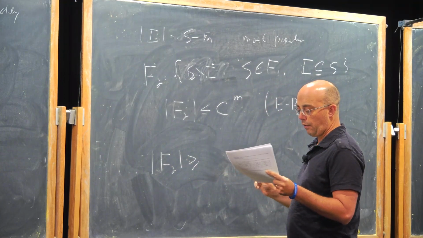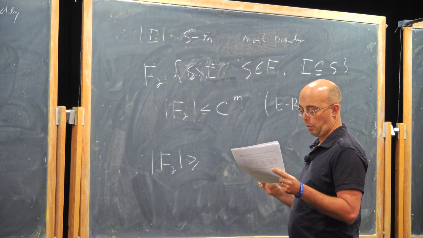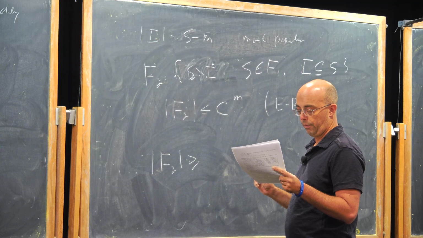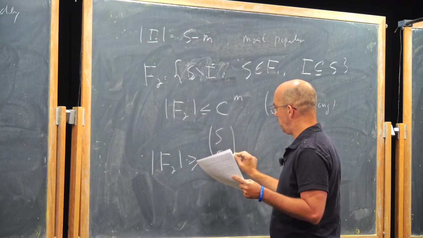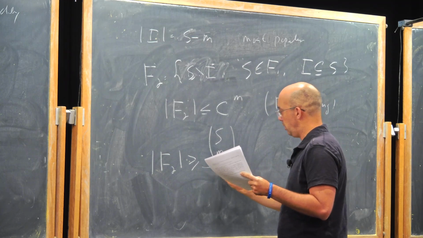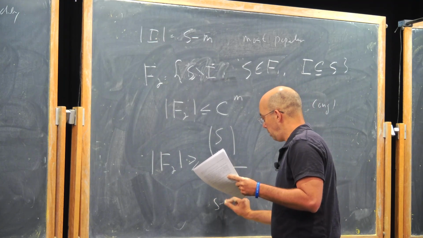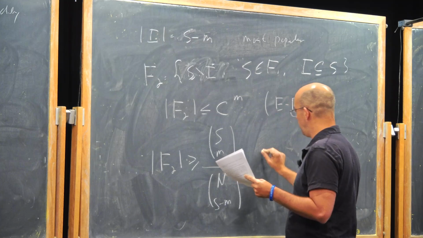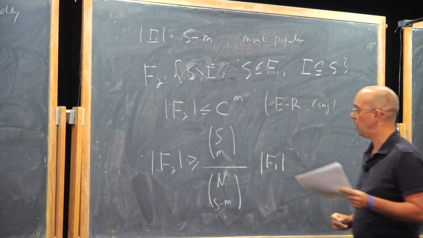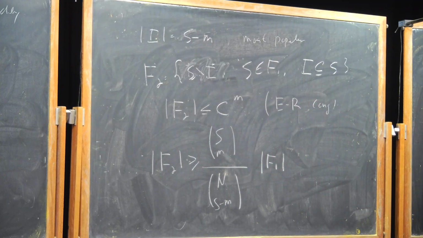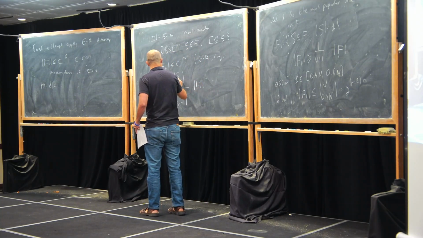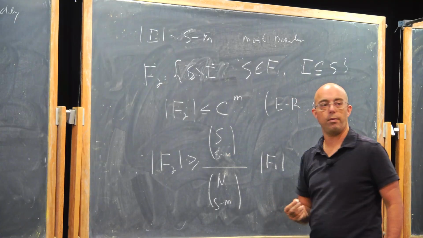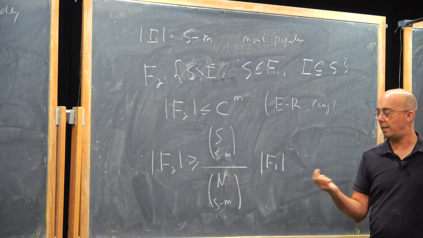So every set, let me think what the easiest way of doing it. Let me just write it and explain. So we get this bound relating F2 and F1. So why is this the case? Well, imagine choosing a random set of size S minus M. What's the probability it is contained in a set inside F1?